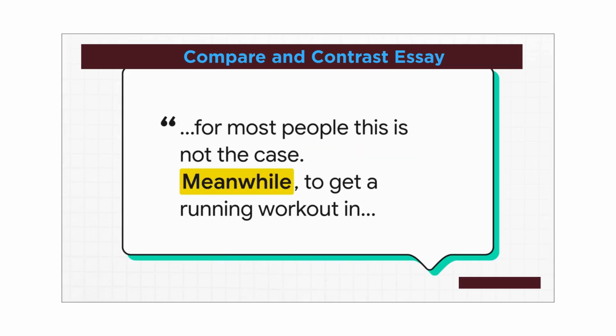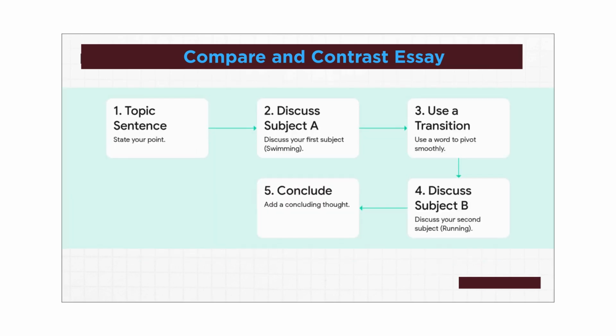So, how do you jump from swimming to running without it feeling clunky? That's where your transition words come in. Words like meanwhile are your best friends. They're like little signposts for your reader, signaling that you're shifting gears from one subject to the other, to make that contrast crystal clear.